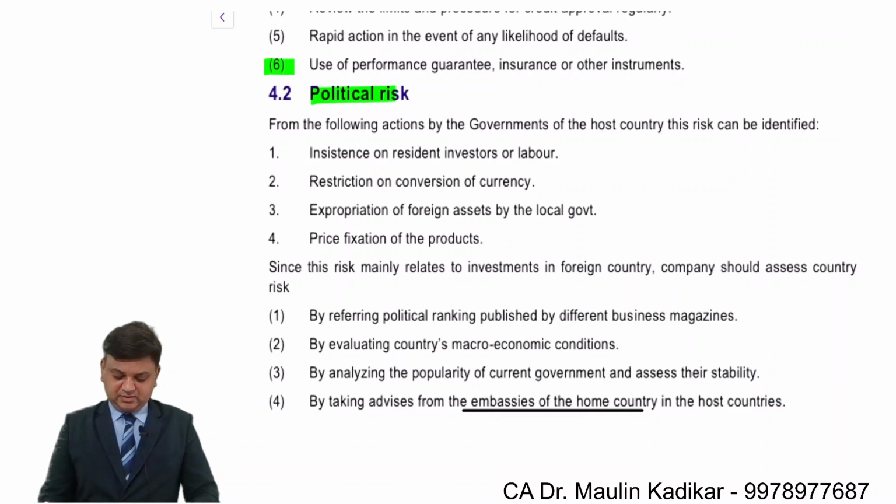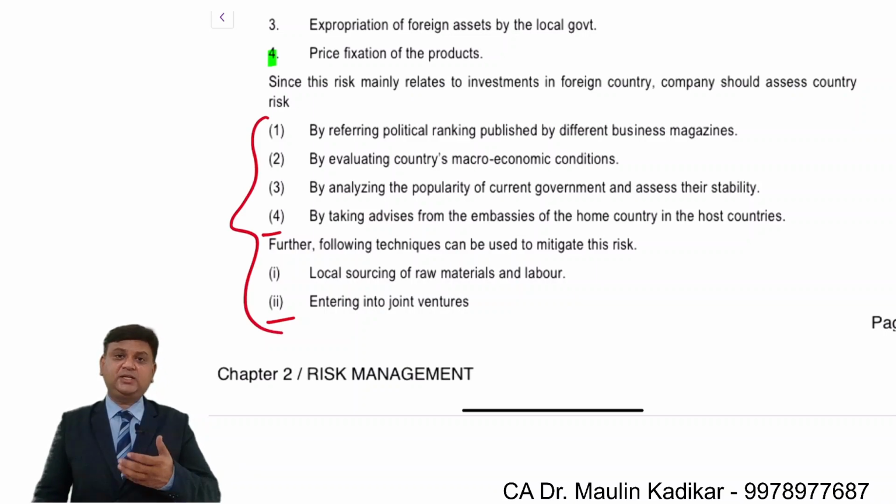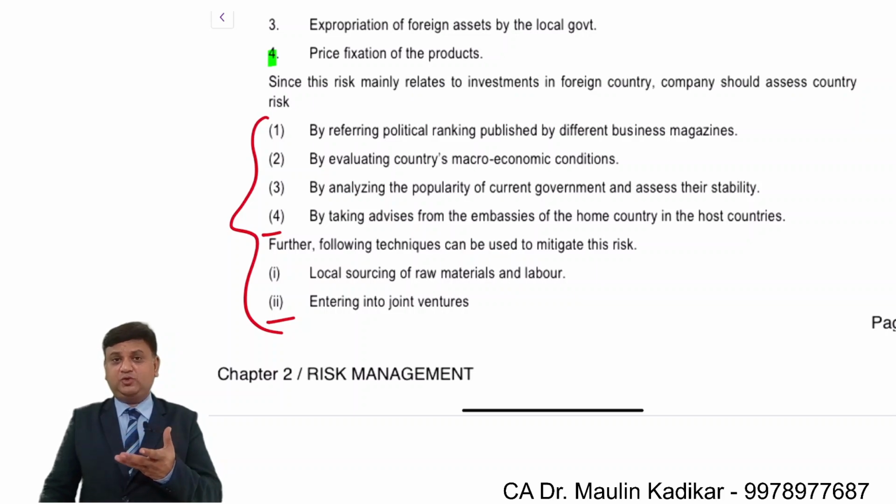Political risk, so these are the 4 hints with which we can understand it, so that is political risk. Then how can you mitigate the same, and there are certain further methods. So these are the certain things with which you can mitigate the political risk.